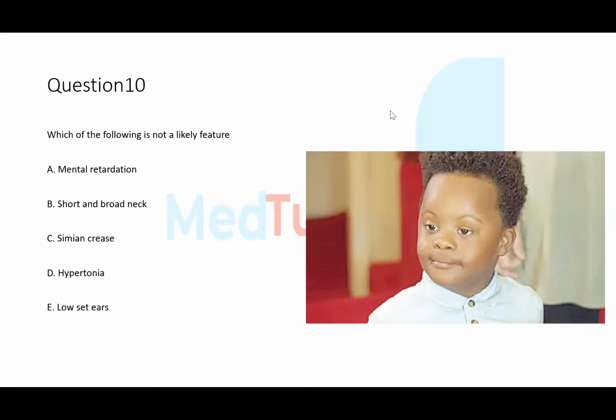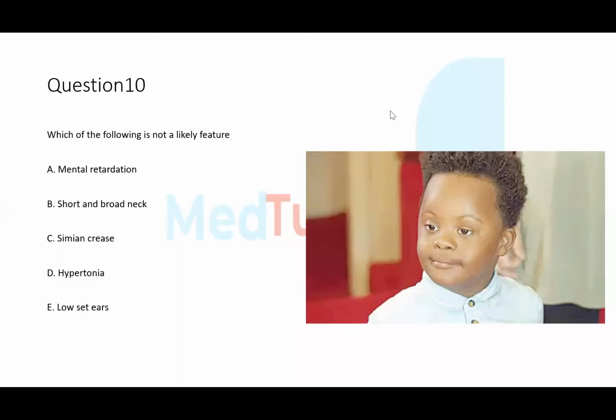Those are the ways of, because one might look at this picture and say, I don't understand what they want me to see in this fine looking or handsome looking boy. They are asking me to look at the options to get your answer for this. So when you see mental retardation, short and broad neck, yes. Simian crease, yes. Hypertonia, never. Low set ears, yes, true.